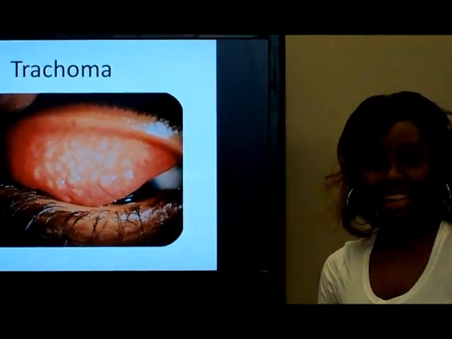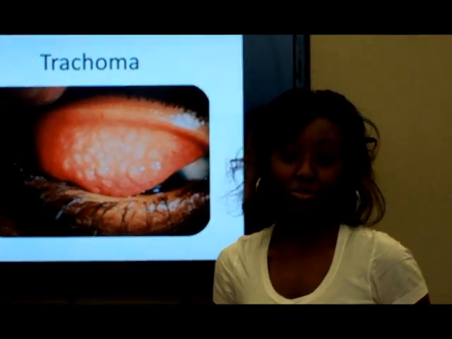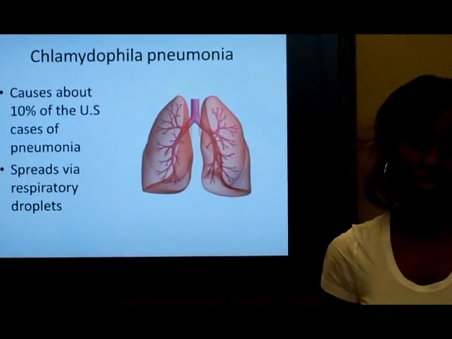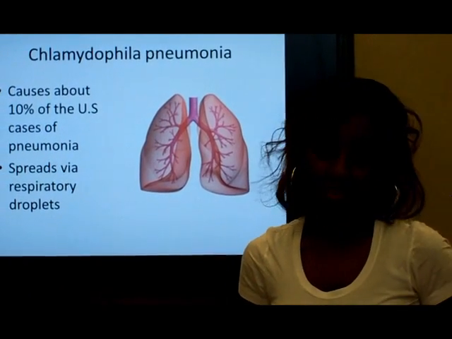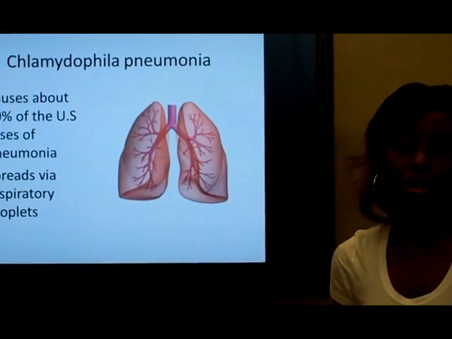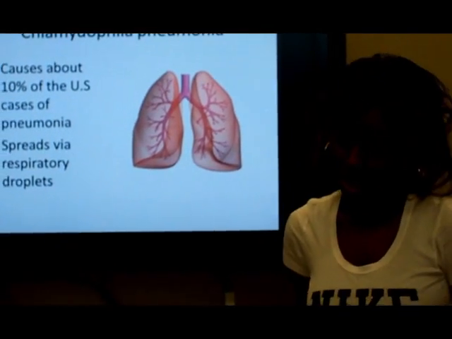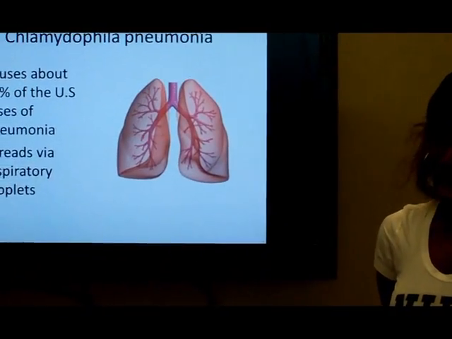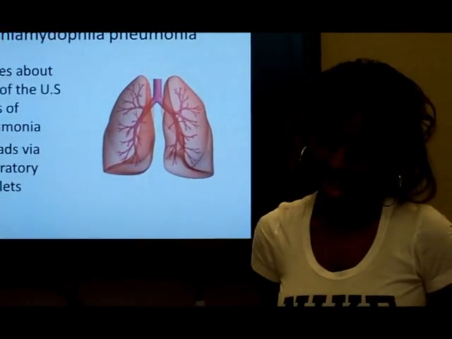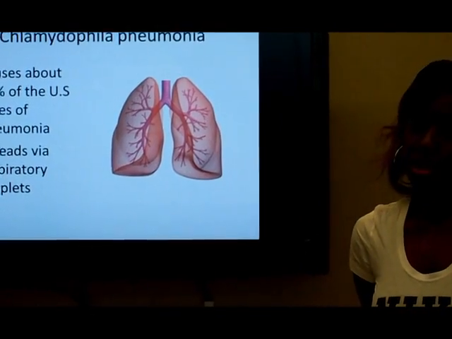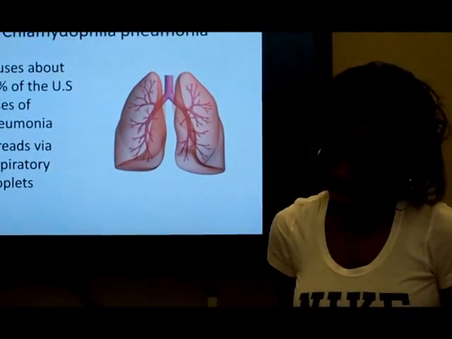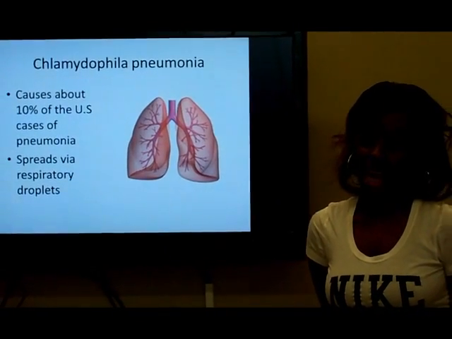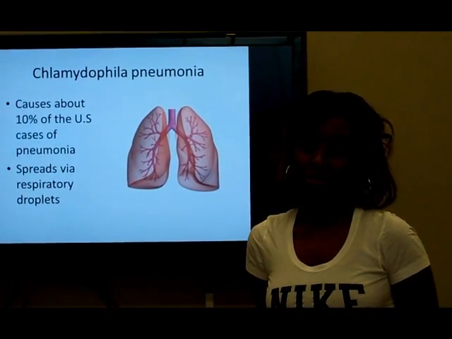Another type of chlamydia is Chlamydophila pneumoniae. It causes about 10% of the U.S. cases of pneumonia. The infection is usually mild and causes only malaise and a chronic cough. It causes 5% of cases of bronchitis and sinusitis. It spreads via the respiratory droplets and is hard to treat. It's usually treated with antibiotics such as tetracycline and erythromycin.